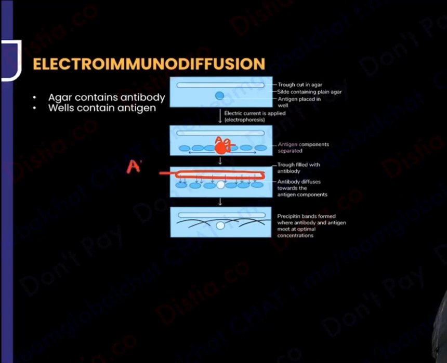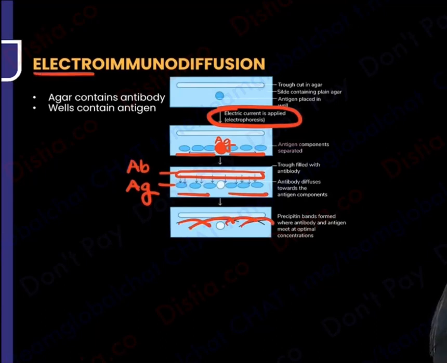तो यहाँ पर है antibody, यहाँ पर है antigen. But what have I done? I have applied an electric current. I have applied an electric current and I have separated the antigen into many parts so that now proper lines will form. Proper lines will form whenever the antigen antibody will meet. I have used electric current.